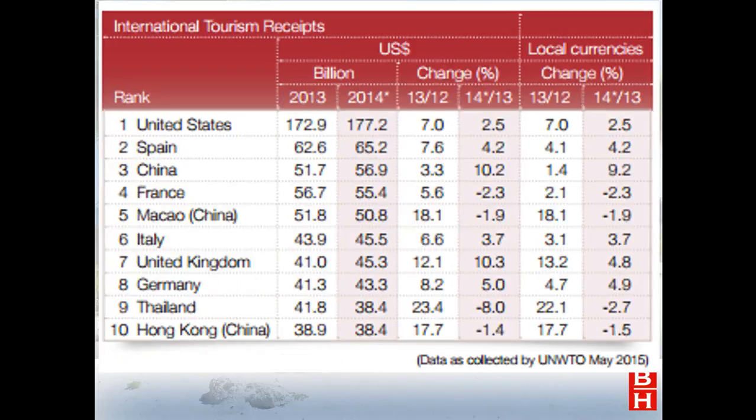Now let's look at the money. So most of the money in terms of country is going to the United States. Then Spain, then China, then France. Again, as a region, Europe is #1. But in terms of countries, United States #1, Spain #2, China #3.